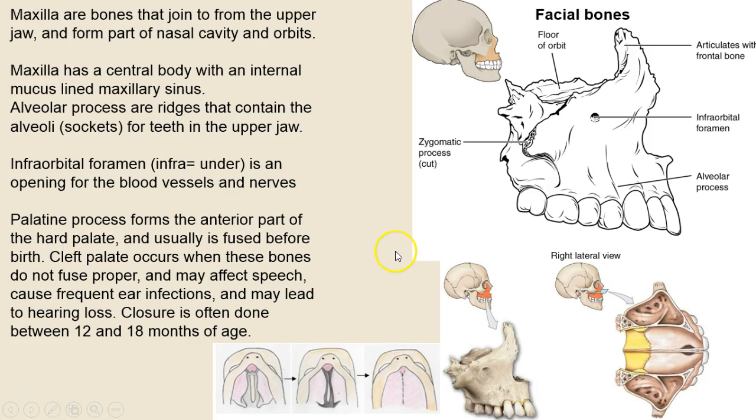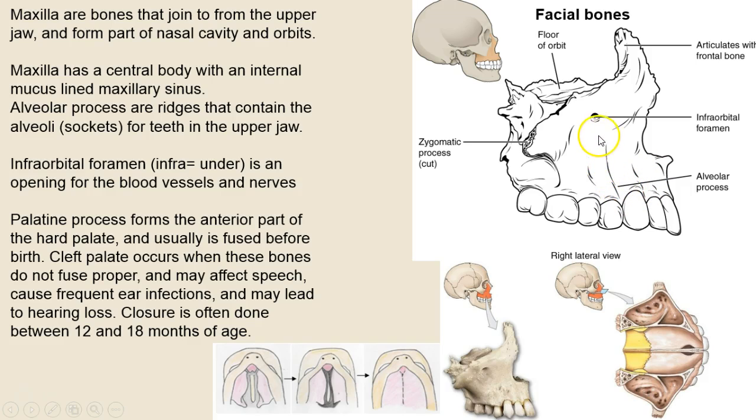Maxilla, we think of the upper jaw, but it also forms part of the nasal cavity and the orbits. So the floor of the orbit up here, I'm on the far right here. Here you can see the small picture of a skull. So there's a maxilla, upper jaw. And you can see how it would form part of the orbit or eye, and also part of the nasal cavity. It has a central body with a maxillary sinus, so it's going to be mucus lined. And there's also alveolar processes down here where the teeth fit in these sockets or sulci.